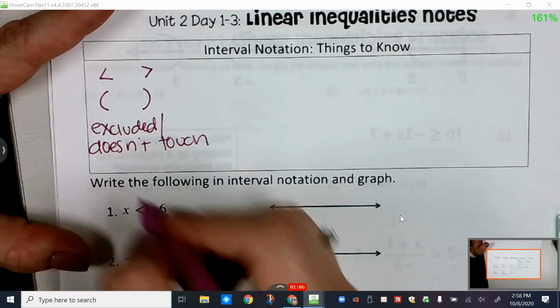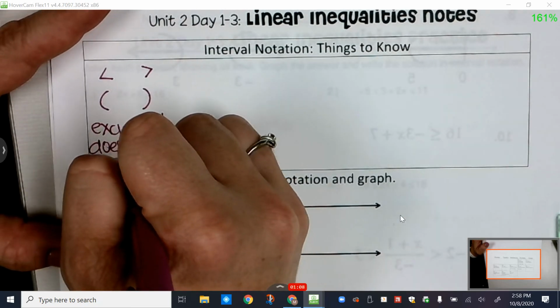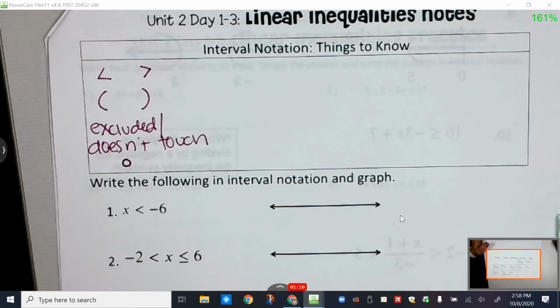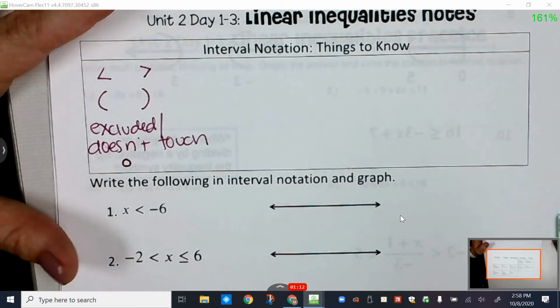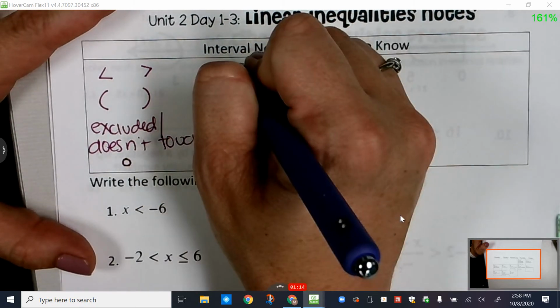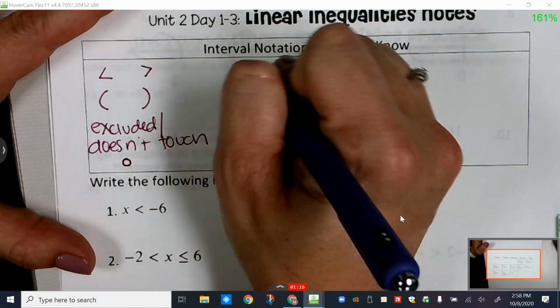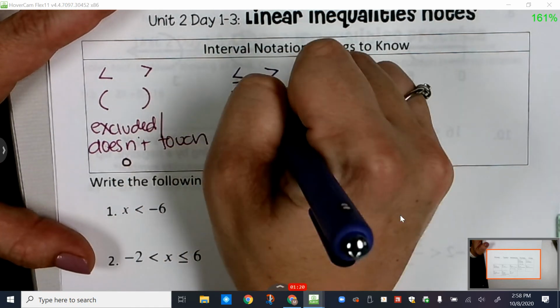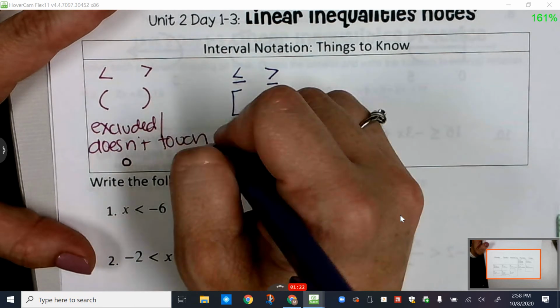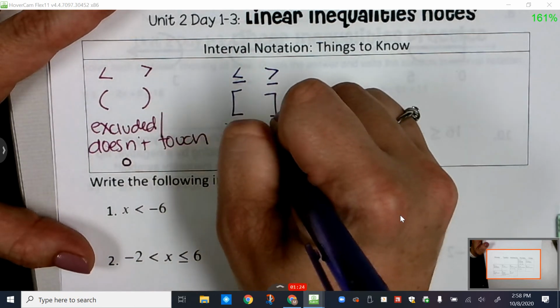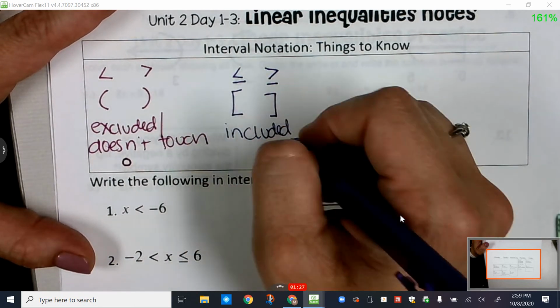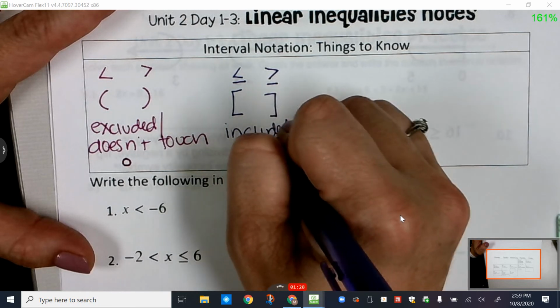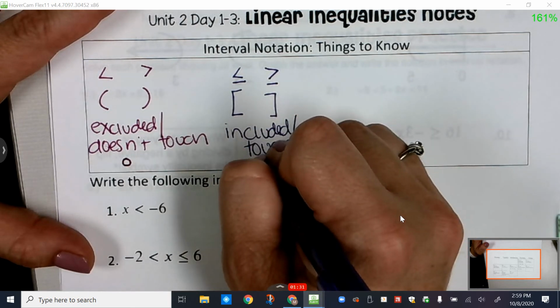I want you to remember that in Algebra 1 and Algebra 2 you used an open dot to graph this. For less than or equal to, greater than or equal to, you use a square bracket. This means it's included because it says or equal to. It does touch, and you would use a closed circle to graph this.